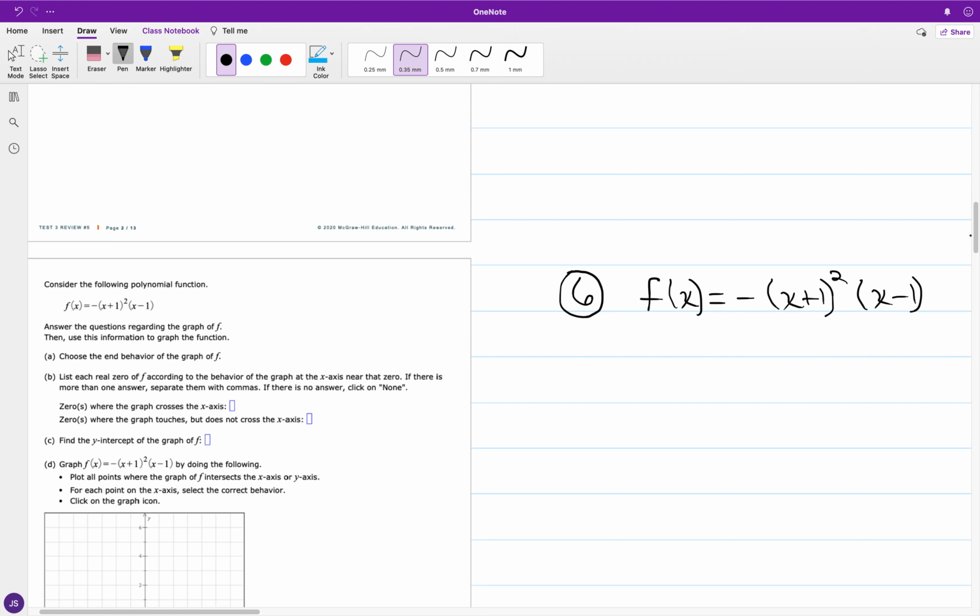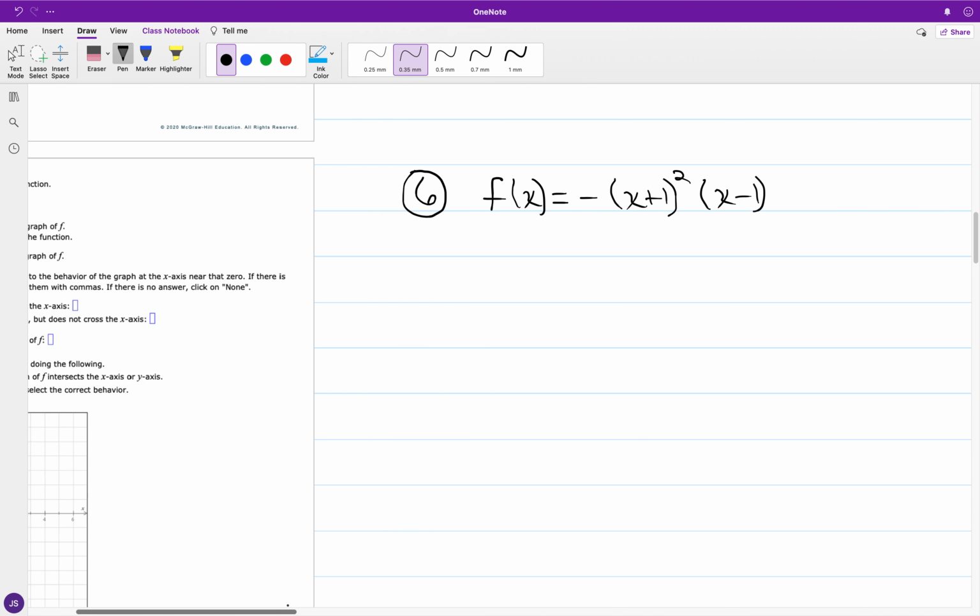Now for the end behavior, this is going to be contingent upon the nature of the highest degree term. So we've got this function, and I'm going to do a little bit of color coding here. You've got a negative sign, so you can read this as negative 1 times the quantity of x plus 1 squared, times the quantity of x minus 1. Now, looking at formulating what the highest degree term is going to be.